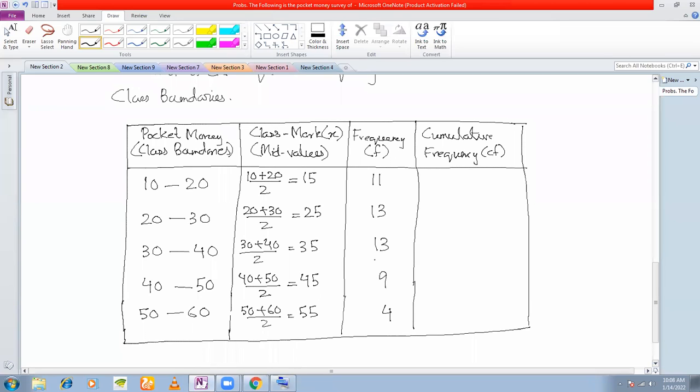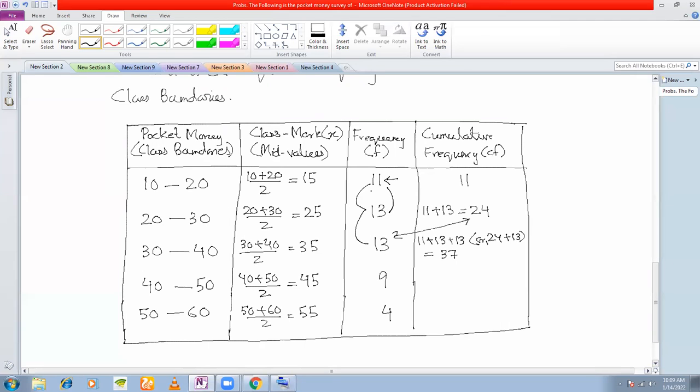You look at the frequency column. The first cumulative frequency will be 11, equal to what this is. Next will be, you add these two, 11 plus 13. So you get 24. The next will be addition of these three, 11 plus 13 plus 13. Or you can also add these two, 24 and 13. So this will come out to be 37.